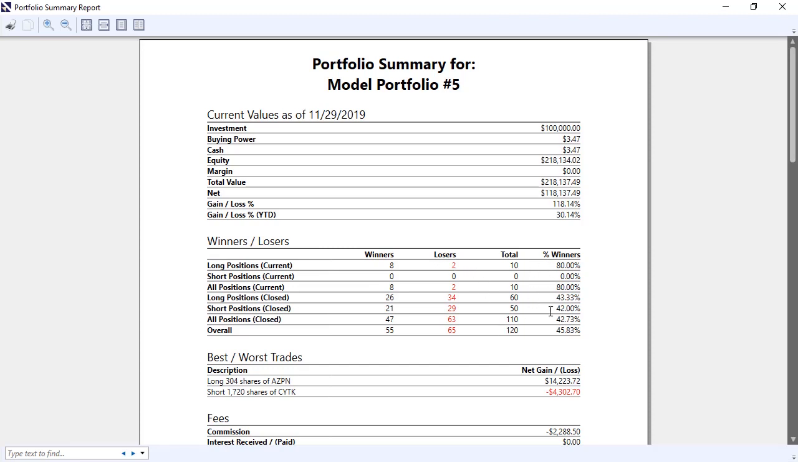In the winners losers section is the roll-up of all the trade history that we saw on that report. So overall, our long positions, we've had 43% winners, our short positions 42% winners, which gave us a 42% winning trade percentage for our closed positions. With the current open positions in the portfolio, that goes up to a 45% winning trade percentage. So how do you make money when you have a 45% winning trade percentage? Well, you make sure that your winners outstrip your losers by more than 2 to 1. And we are certainly doing that.